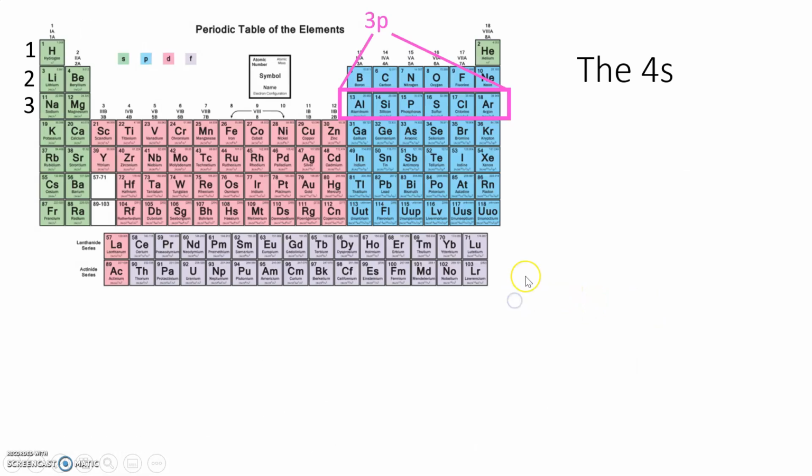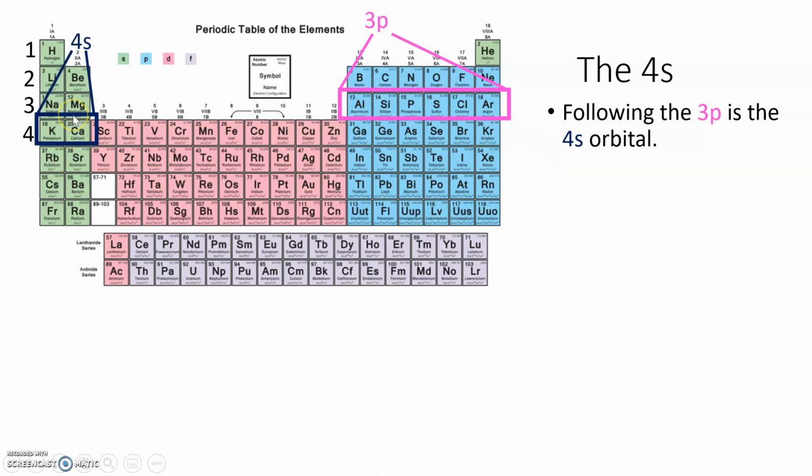All right, so hopefully you're starting to pick up the patterns here. This is the 3p in pink up here. We just did aluminum and sulfur. And next we move to the 4th energy level. So here's the first energy level, again, hydrogen and helium. The second energy level is lithium, beryllium. We jumped over to boron, carbon, nitrogen, oxygen, fluorine, and neon. For the third energy level, we started with sodium and worked our way through argon. And then once you're done with the third energy level, move to the 4th energy level.